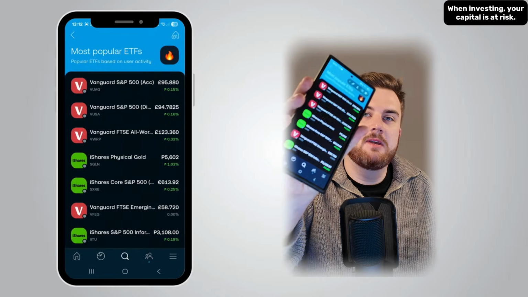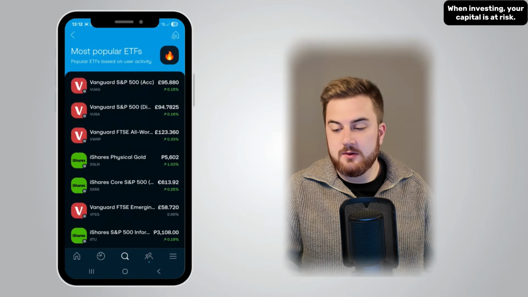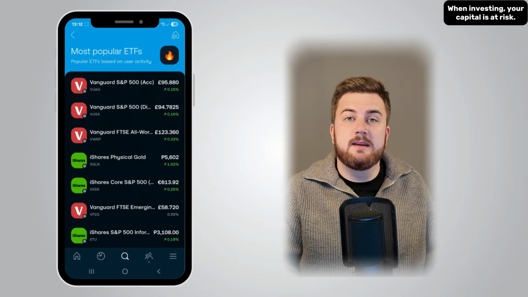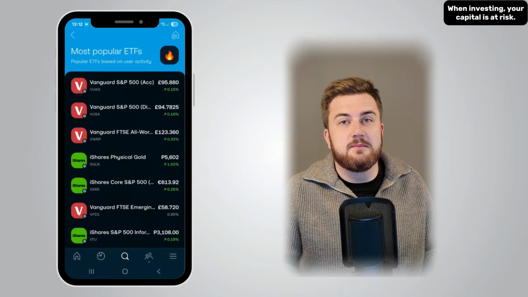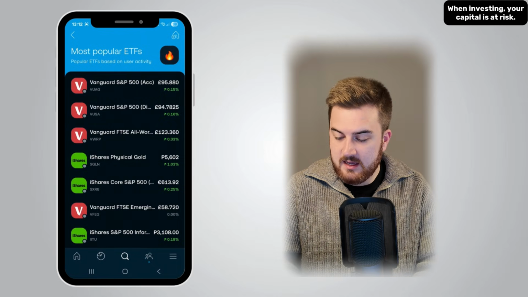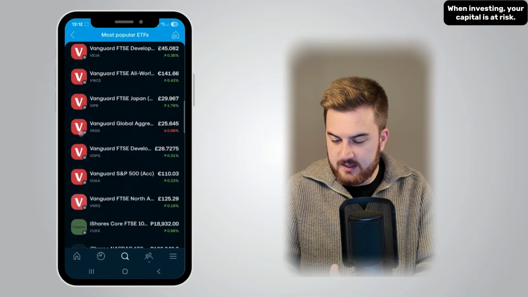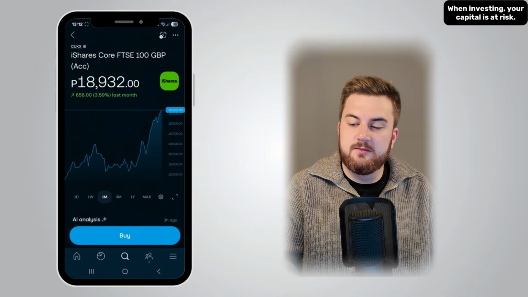So now I've got my phone here and we're going to go through a live example of how I personally would research an ETF. I'm on the most popular ETF section on Trading 212, and I'm just going to pick an ETF at random for research. Obviously this is purely as an example, in no way a recommendation to invest in this ETF. It's just a random example. So let's go with, I don't know, pick one here. Let's go with CUKX, which is a FTSE 100 ETF.